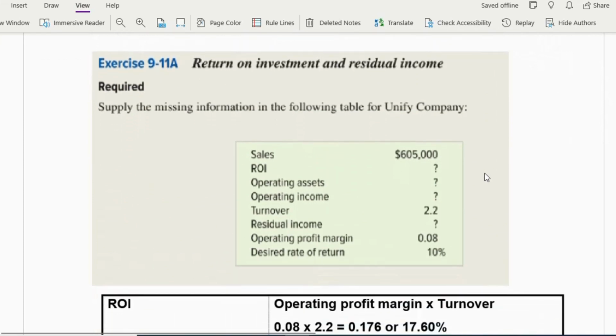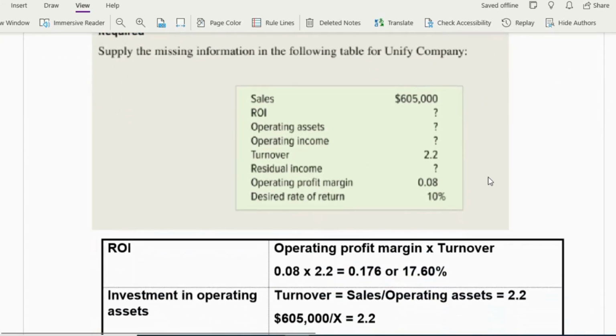In exercise number 9-11, we have some missing facts and figures, and we will be using different formulas to find out or fill in this information. So this is the Unify company, and we have some facts and figures missing, and we need to complete them. Sales are 605,000. ROI is not known. Let's write the formula for ROI.